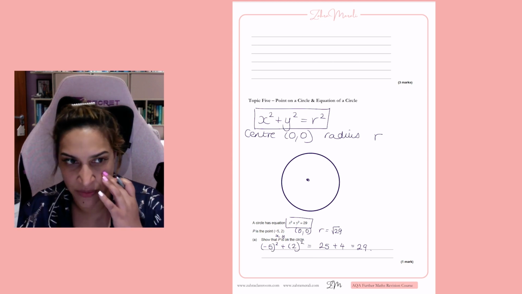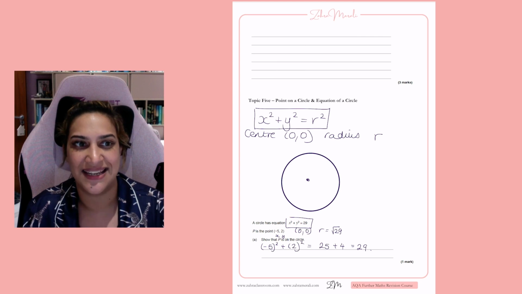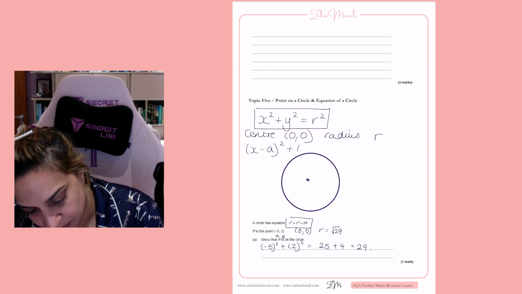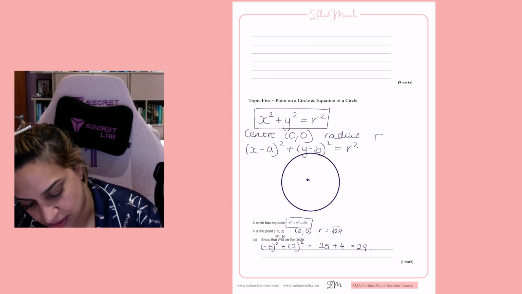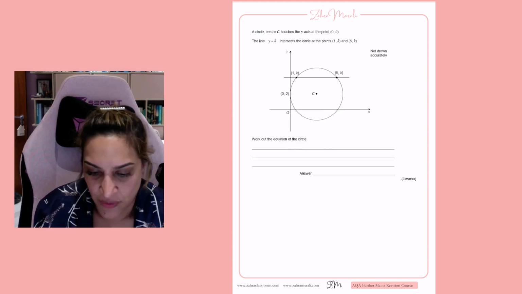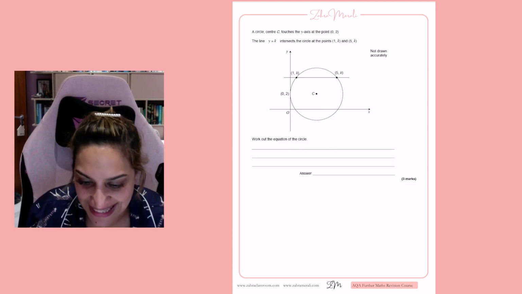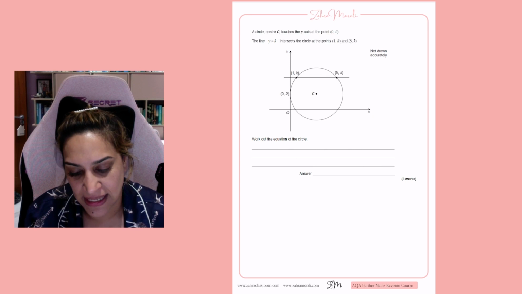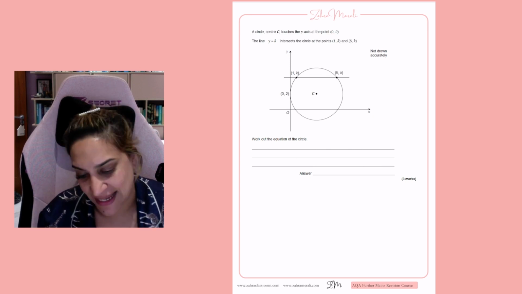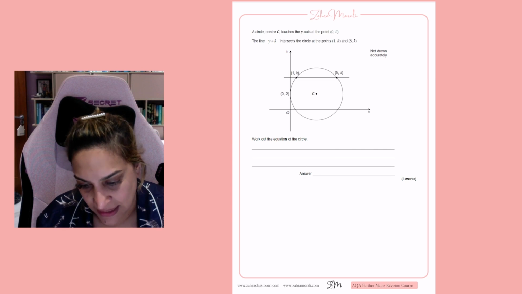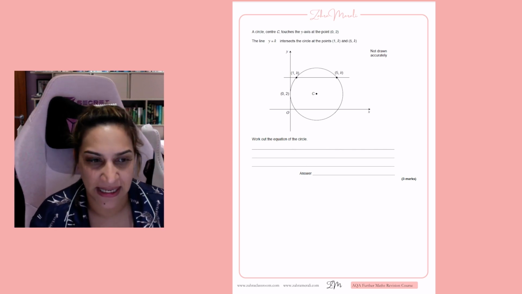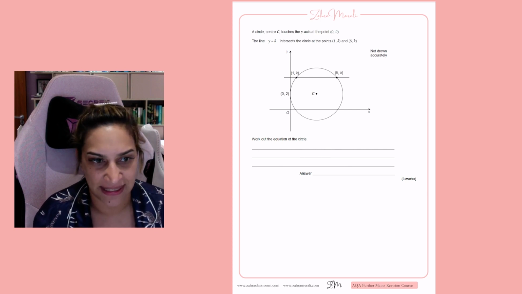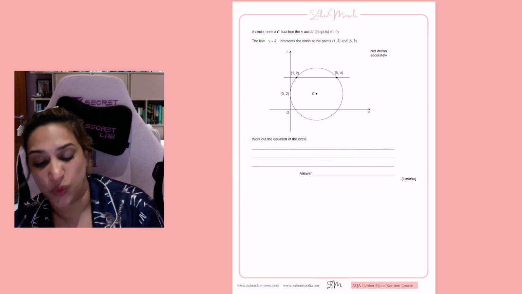Okay, now what did we say? Sometimes the center shifts. And when it does, we have x minus a squared plus y minus b squared equals r squared. And that's when the center isn't quite 0, 0. Right, so we've got a circle center C, and it touches the y-axis at the point 0, 2. And the line y equals k intersects the circle at 1, k and 5, k. And we've got to work out an equation of the circle. So we need to work out what the center is and what the radius is.